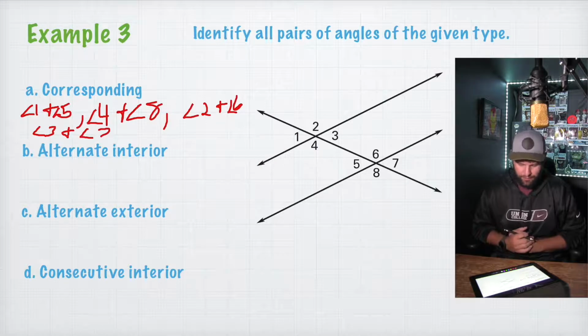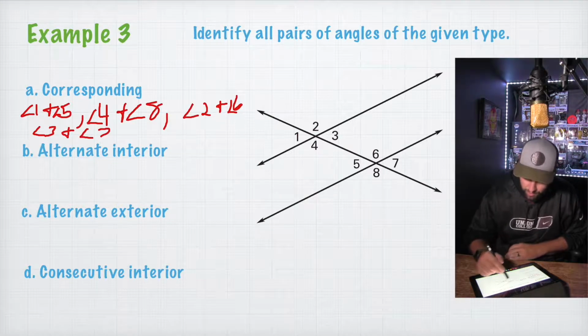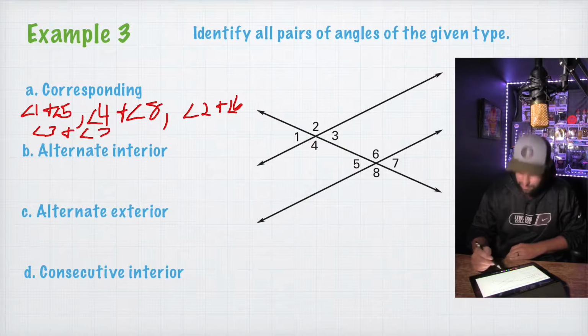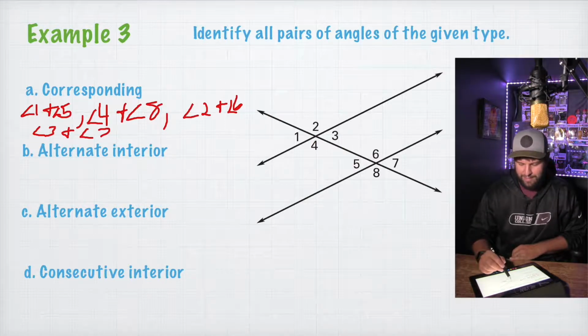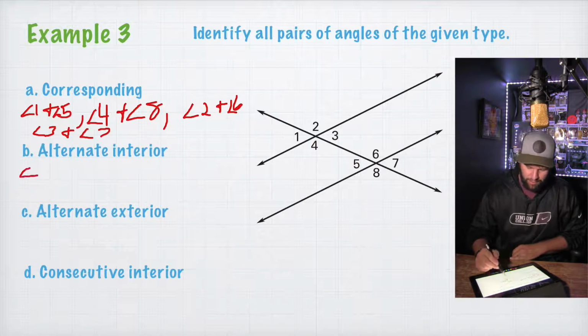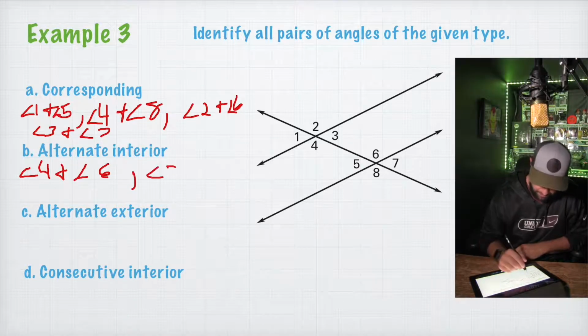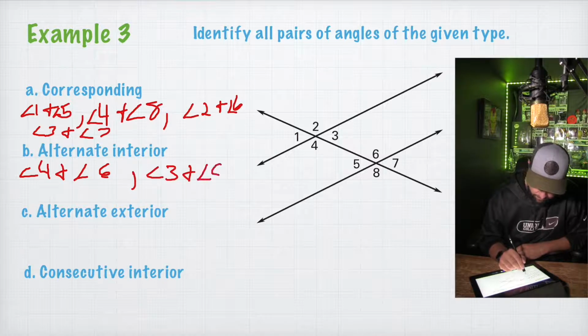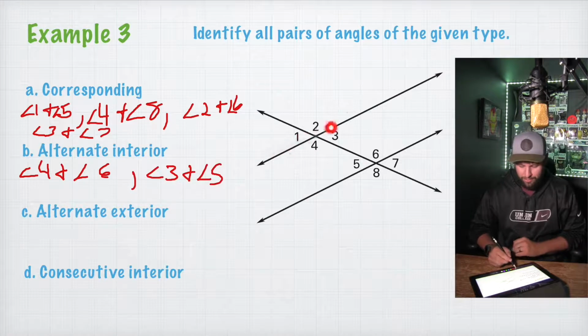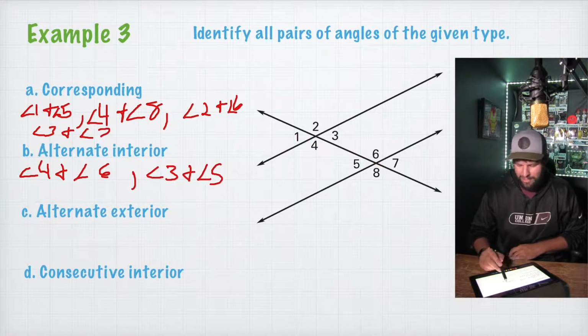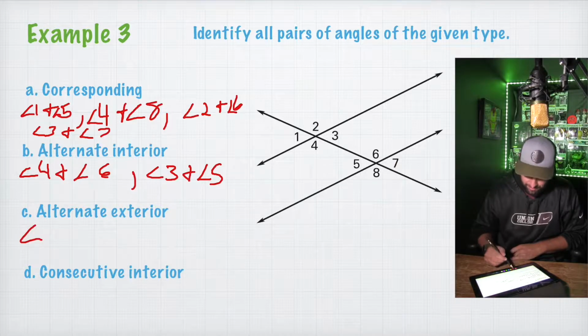Alternate interior angles lie between the two lines cut by the transversal and are on opposite sides. So 4 and 6, comma, 3 and 5. Alternate exterior, the opposite of alternate interior, meaning it's on the outside of the two lines. So 2 and 8, 1 and 7.